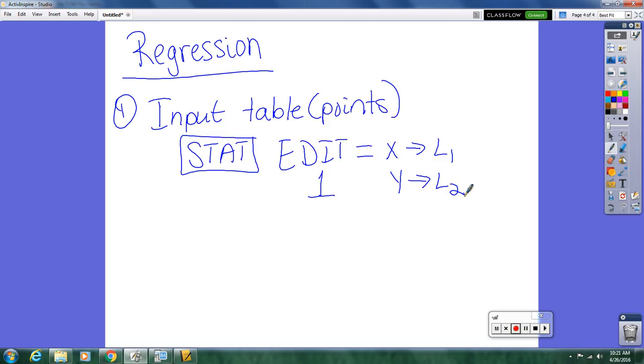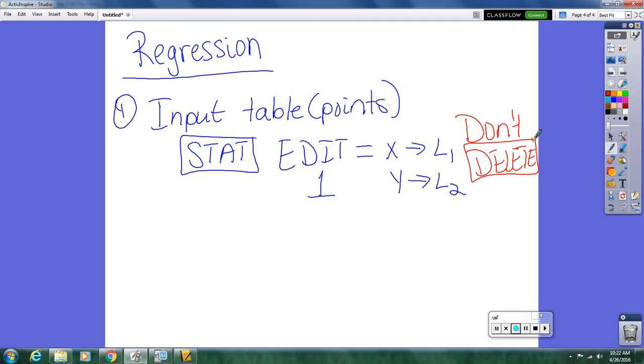In our list, what's the one important thing that you never, ever do? Hit delete. Do not hit delete. Do not use that delete button, because these regressions are run off L1 and L2 automatically. If you delete L1 and L2, you're not going to be able to put them back. I can show you how, but I just don't know if you'll remember it.